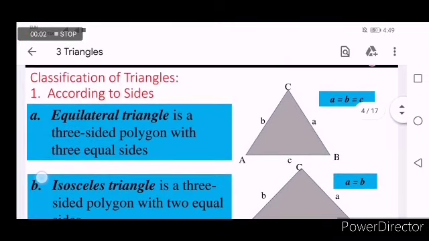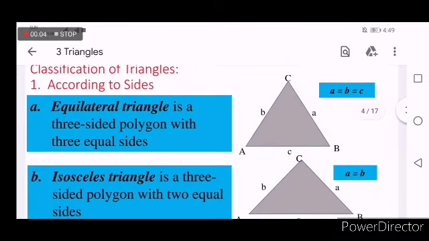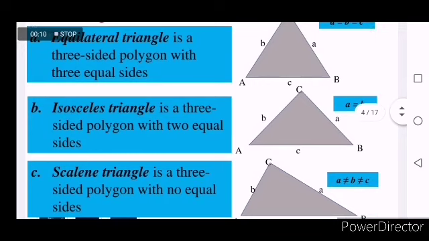We can classify triangles according to sides. If three sides are equal, it's called an equilateral triangle. If at least two sides are equal, remember, at least two sides lang naman, okay? It's called an isosceles triangle. Pero kung walang equal na sides sa given na triangle, it's called a scalene triangle.